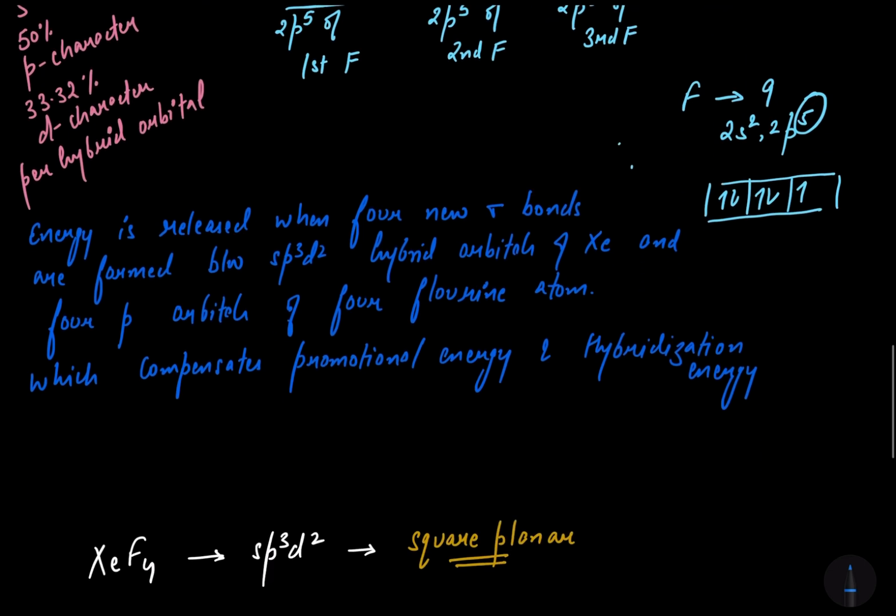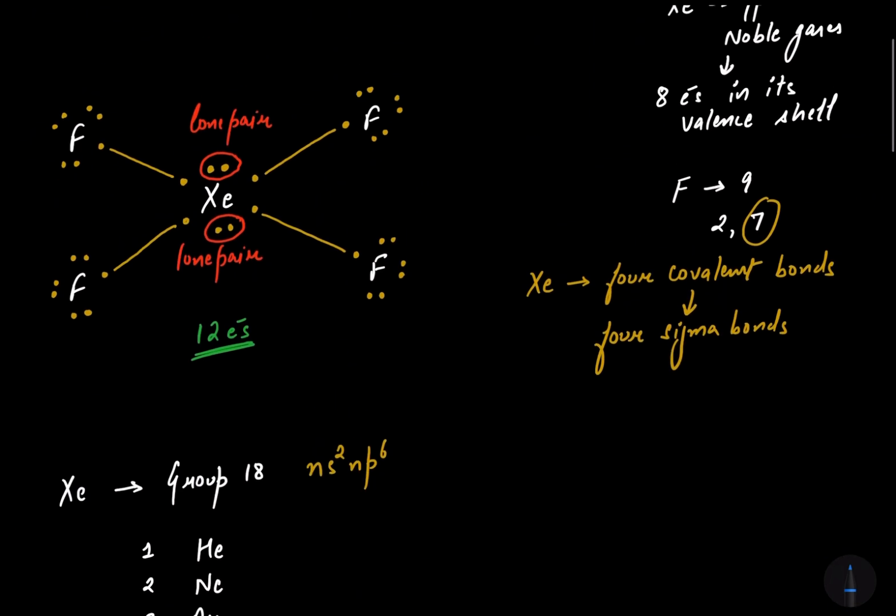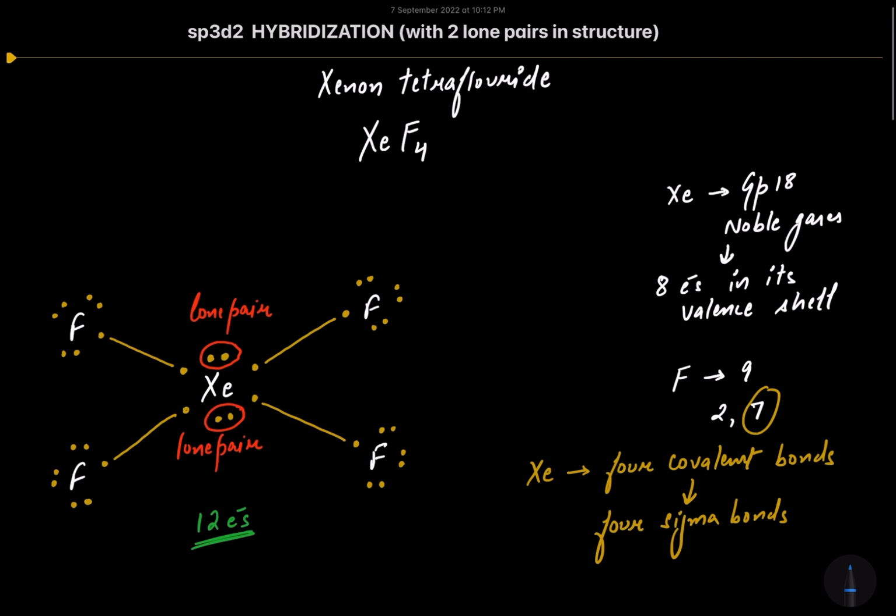So that's all for today. That's all about sp3d2 hybridization with 2 lone pairs, and the geometry will be named as square planar because we have to ignore the lone pairs while naming the geometry.